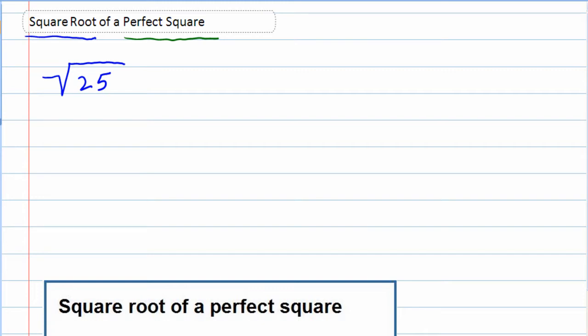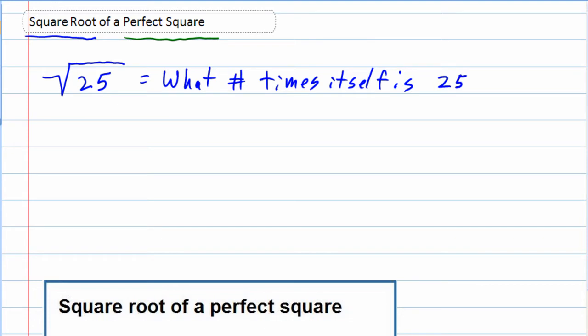But the square root is really asking us a question. The question that it is asking is, what number times itself is 25? So that's the question it's being asked. What number when multiplied with itself gives us 25? And if we think back to our times tables, we know that 5 times itself is 25. So the square root of 25 is 5.